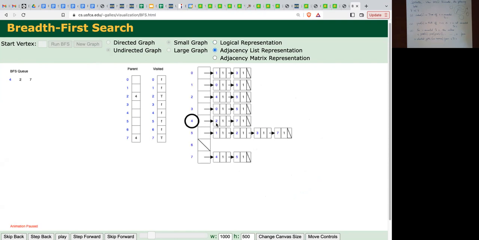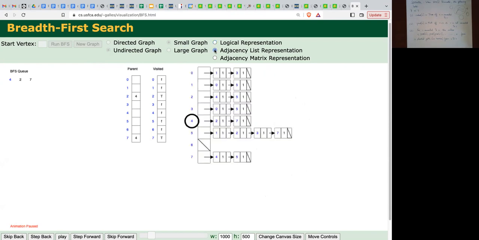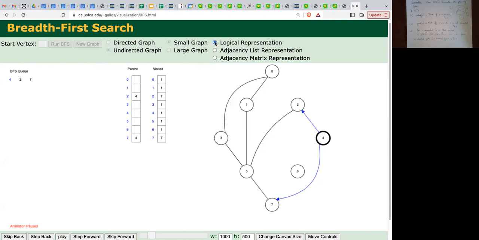If the adjacency list had 7 before 2, then it would see 7 first. And it has nothing to do with proximity in terms of what is drawn, nor anything to do with the actual sorting of the labels. It so happens that in this case, the person who implemented it sorted it in his visualization, but that is not necessarily true. It just depends on what the order is. Does that make sense? I want to make that very clear. Yeah, makes sense. Okay, good.